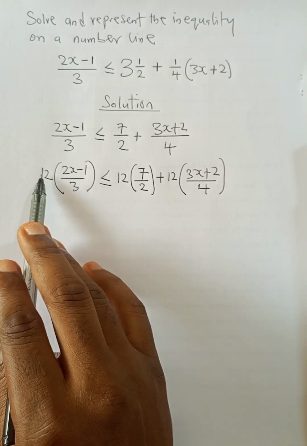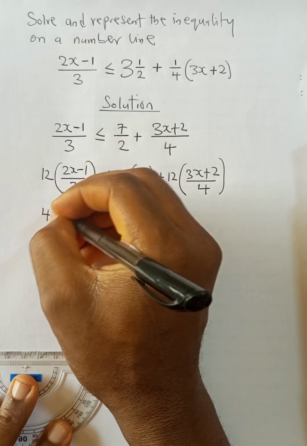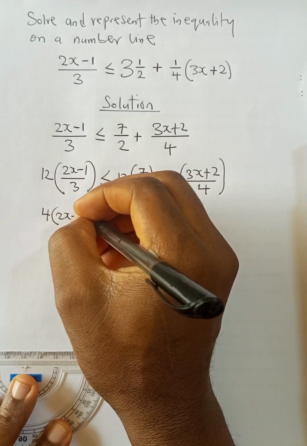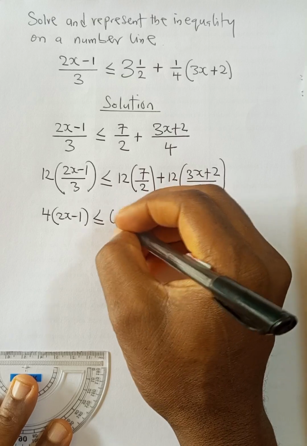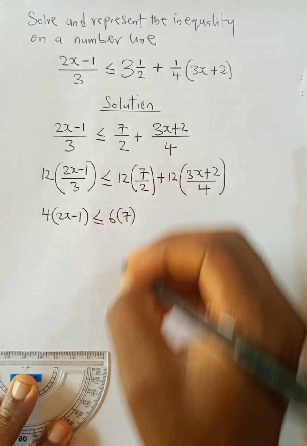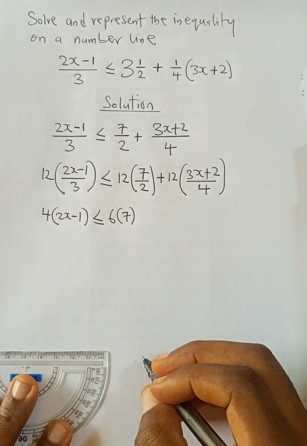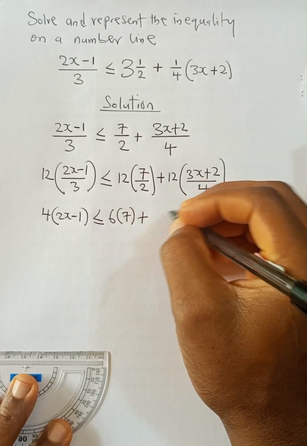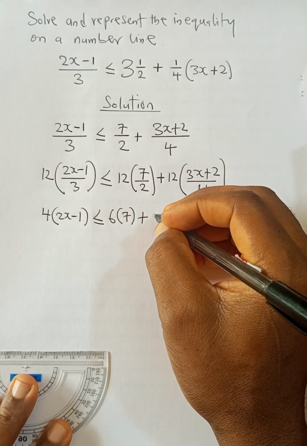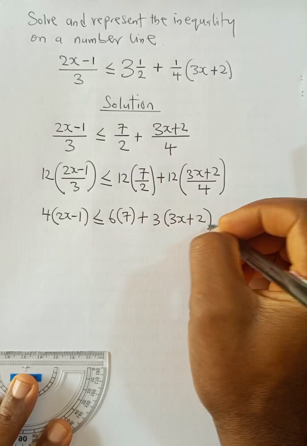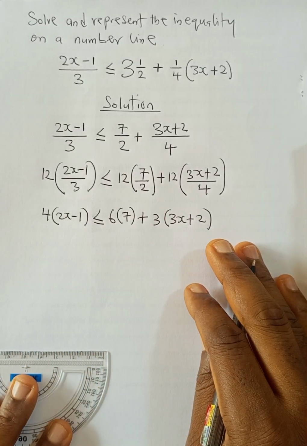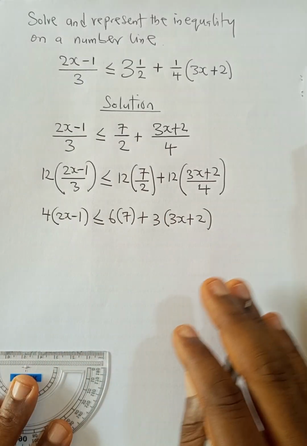So 3 going into 12 is 4. So here we have 4 times (2s minus 1) is less than or equal to, 2 going into 12 is 6, 6 times 7. Then plus 4 going into 12 will give us 3, 3 times (3s plus 2). So you now have a linear inequality. It's easier to solve like this.